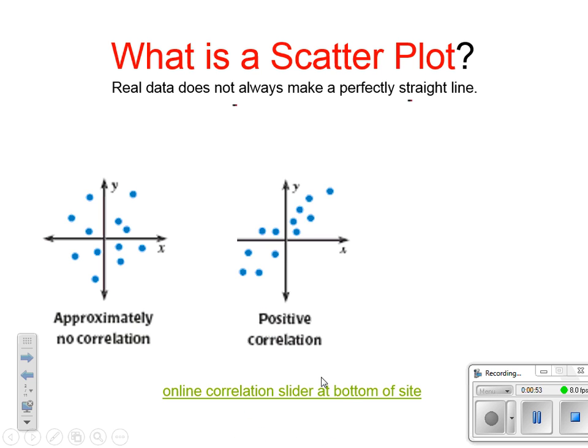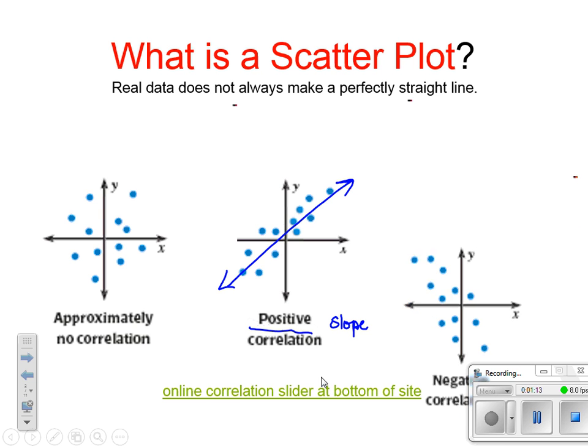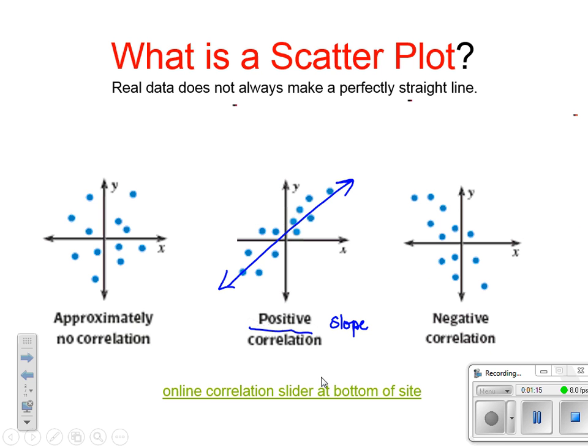You might see a scatter plot that looks like this, a positive correlation. It looks like all the dots are in a straight line, but if we were to draw that line, it would have a positive slope. So we call this a positive correlation. Now we might see a graph that looks like this, and all those data points are kind of going down in a negative slope sort of way. So we would call this a negative correlation because it looks like a negative slope.